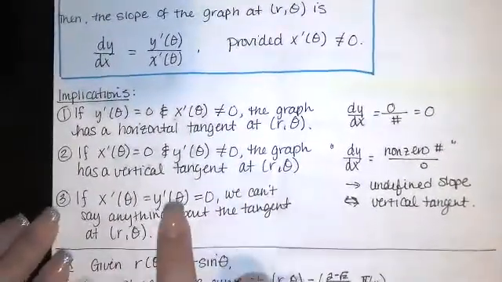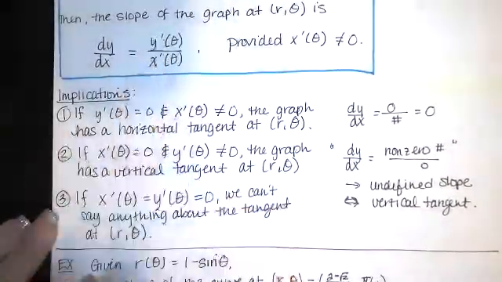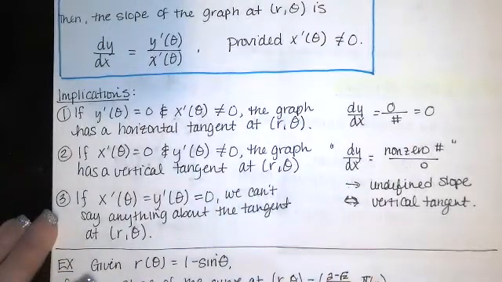Now, if x prime and y prime are both 0, this is undefined. You've got a 0 over 0, and you can't say anything about the tangent lines there.